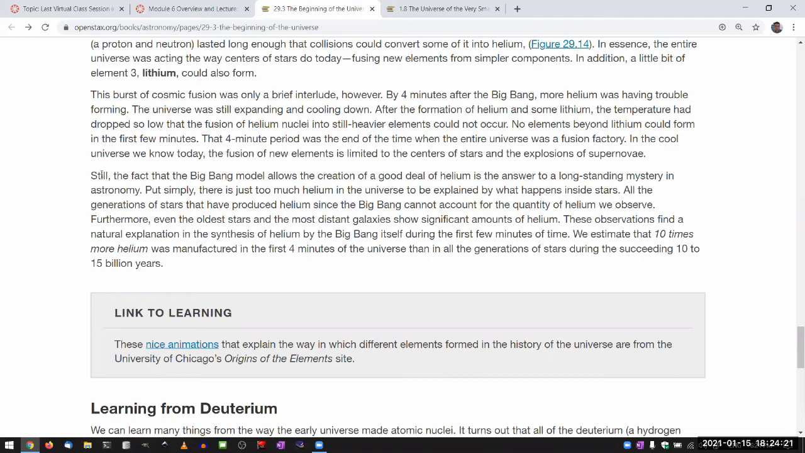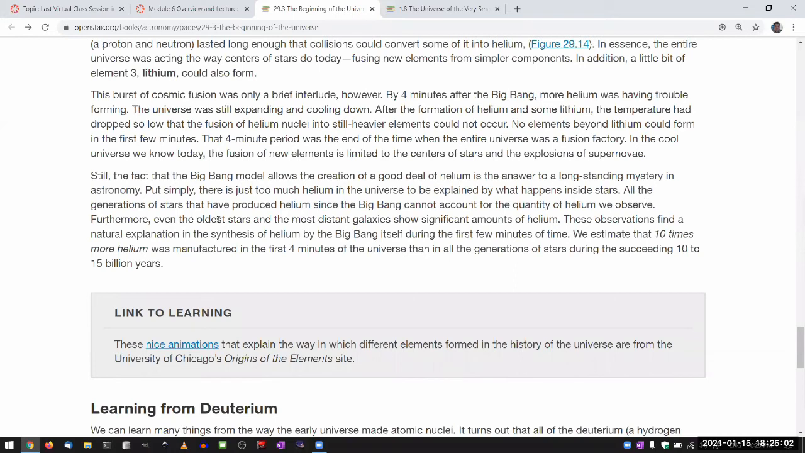So what this paragraph says is that the fact that the Big Bang model allows the creation of a good deal of helium is the answer to a long-standing mystery in astronomy. Put simply, there is just too much helium in the universe to be explained by what happens inside the stars. All the generations of stars that have produced helium since the Big Bang cannot account for the quantity of helium we observe, about 8% by count of atoms, and by mass it's like 25% of the total mass of the universe, and that's quite a lot.